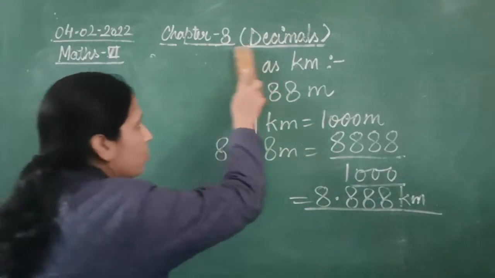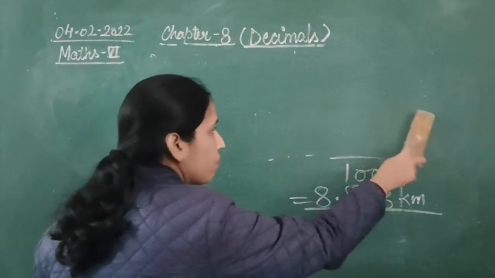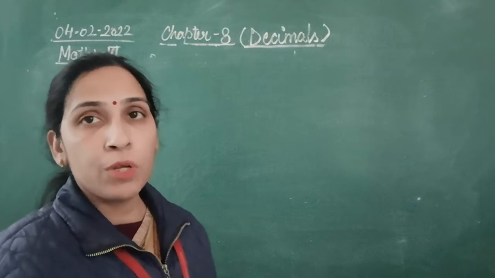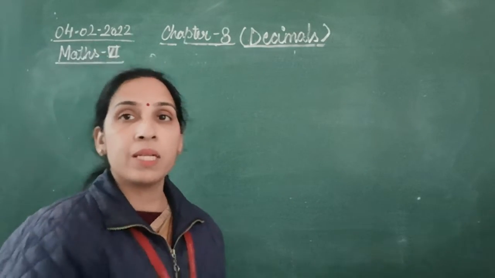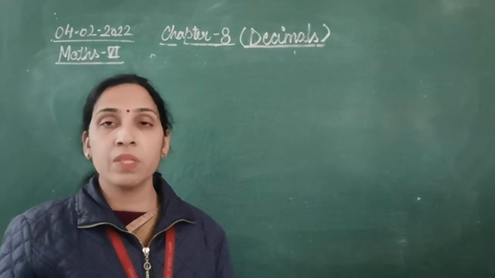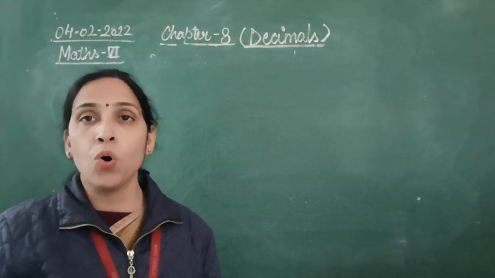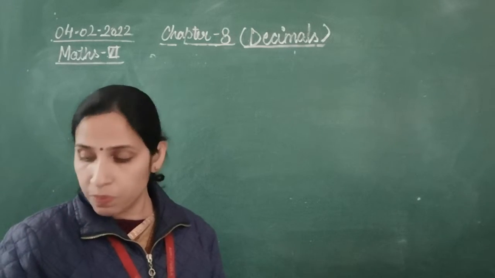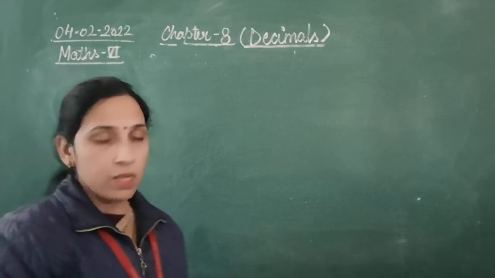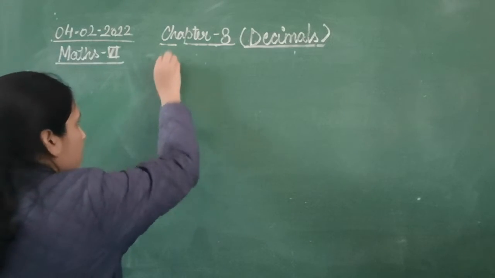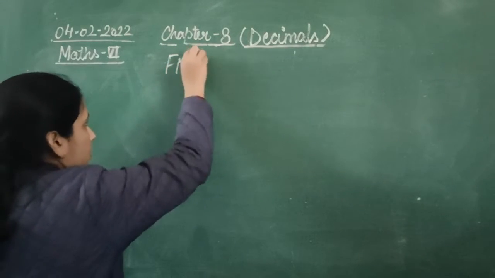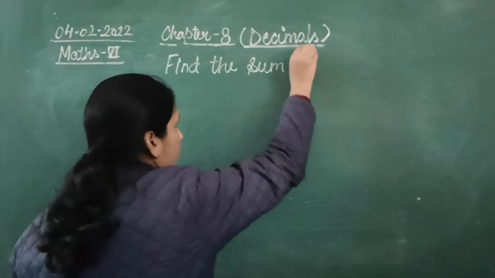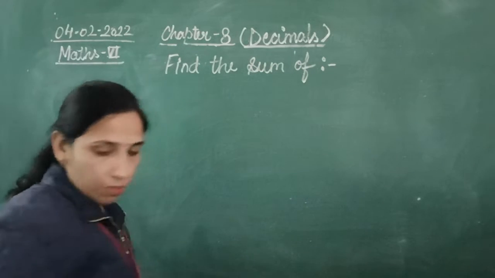How will we perform operations using decimals? Operations means, how will you do addition or subtraction with decimal numbers? If you are given a decimal number, how will you do addition or subtraction? And how will you do word problems related to addition and subtraction? So if we require to do addition, find the sum of. How will we find it out?